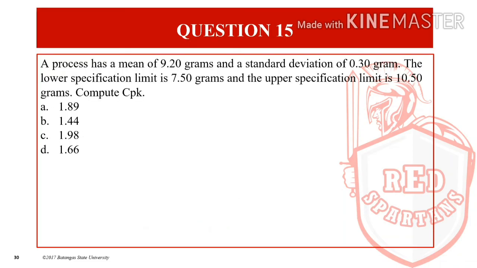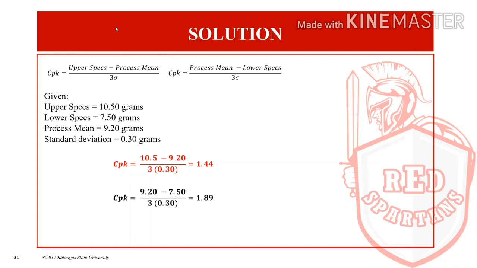The next question number 15, a process has a mean of 9.2 gram and a standard deviation of 0.2 gram. So, the lower specification limit is 7.5 gram and the upper specification limit is 10.5 grams. Compute the CPK. So, choices natin 1.89, 1.44, 1.98, and 1.66. So, yung formula natin ng CPK, upper spec minus the process mean over 3 sigma, and process mean minus lower spec over 3 sigma. So, parehas ng formulang yan ay gagamitin. Then, pipiliin lang natin kung alin yung pinakamababang CPK, then yun yung ating answer.